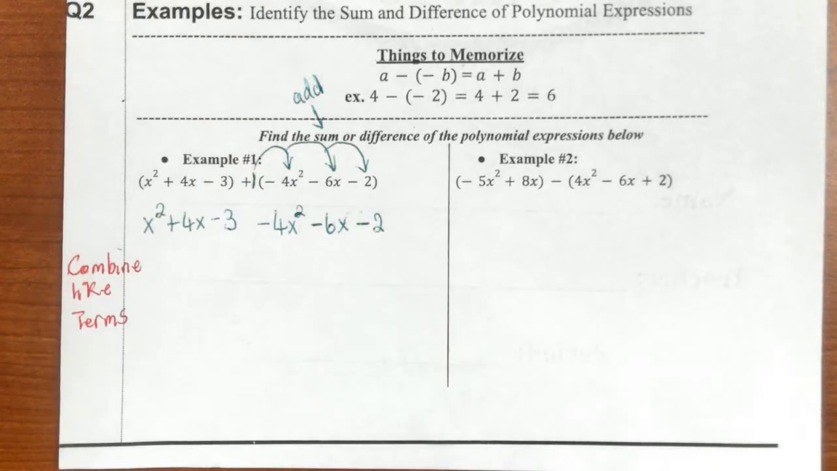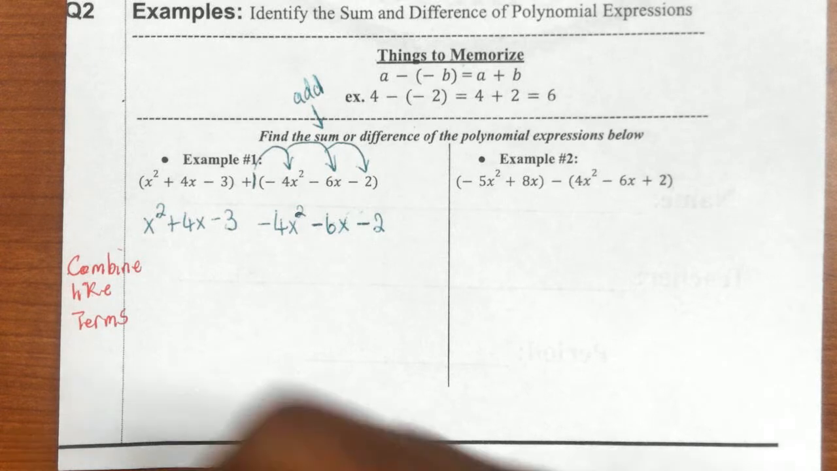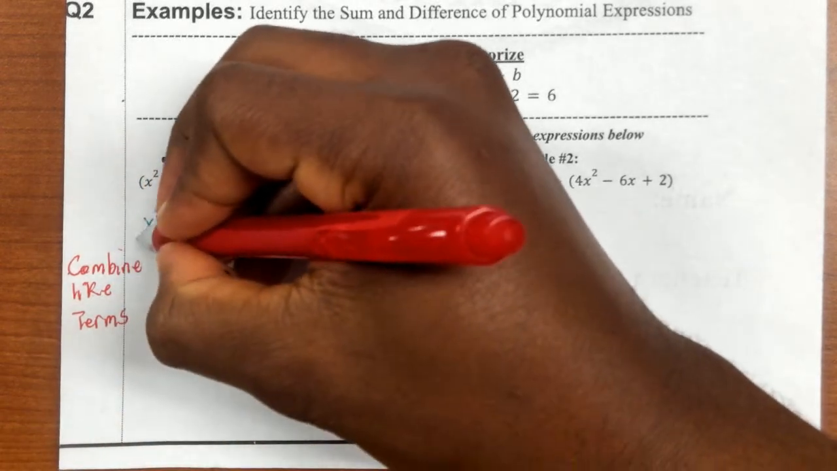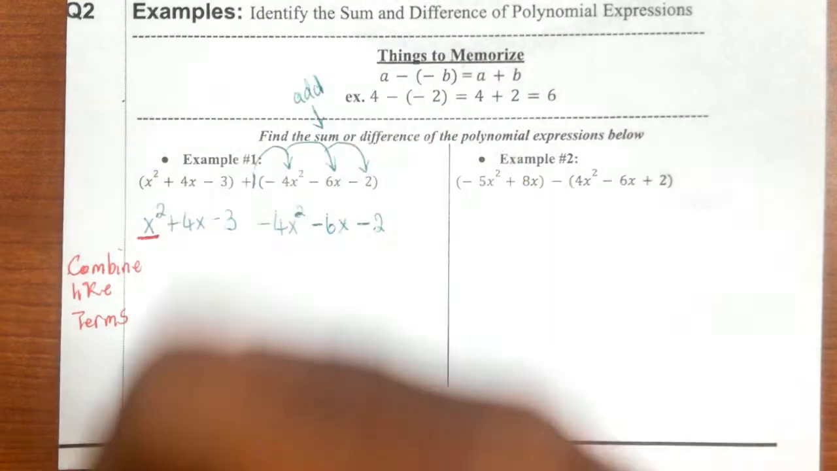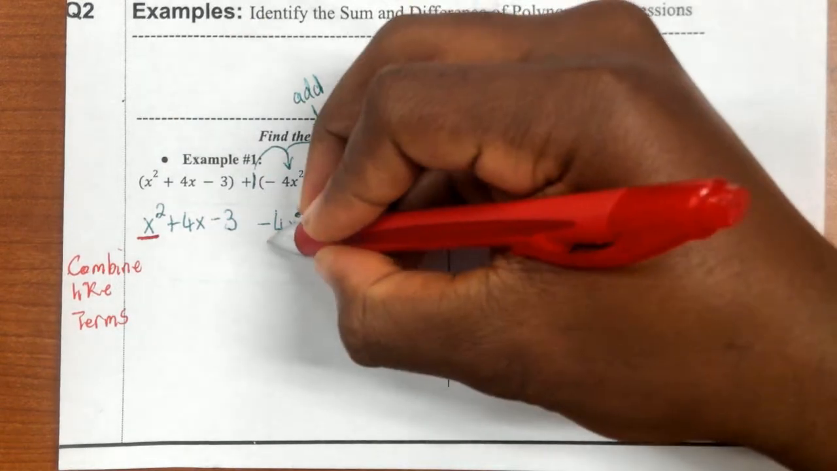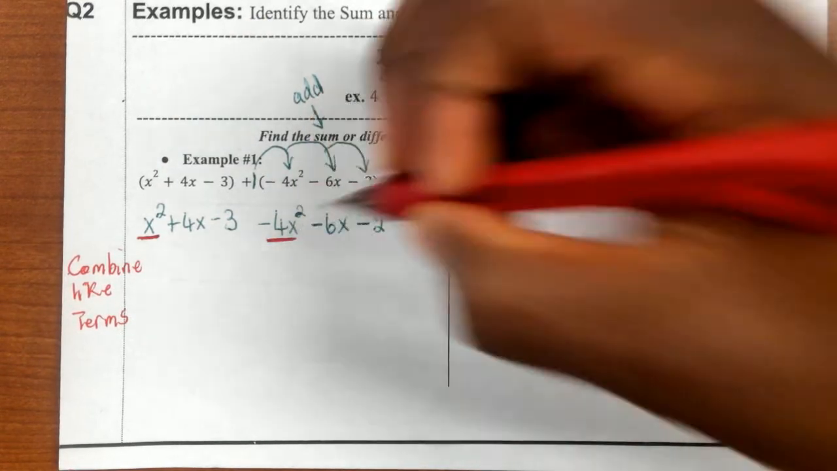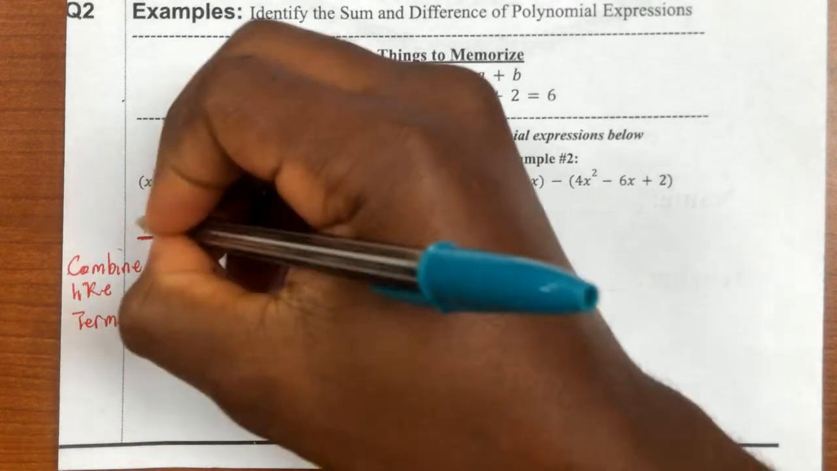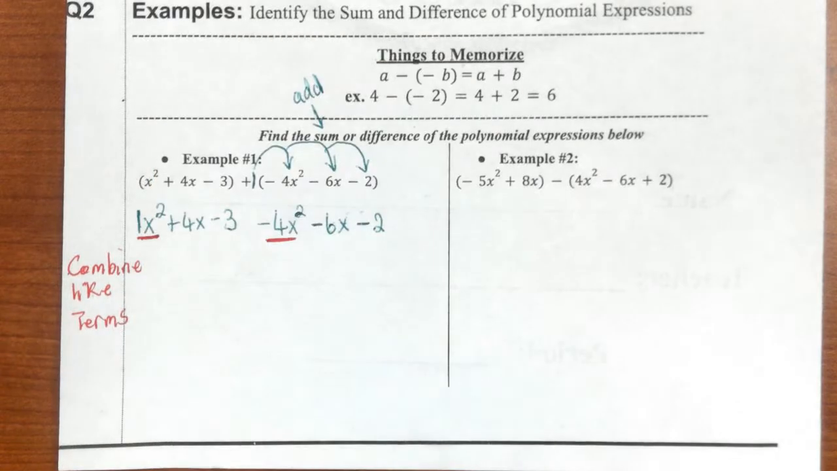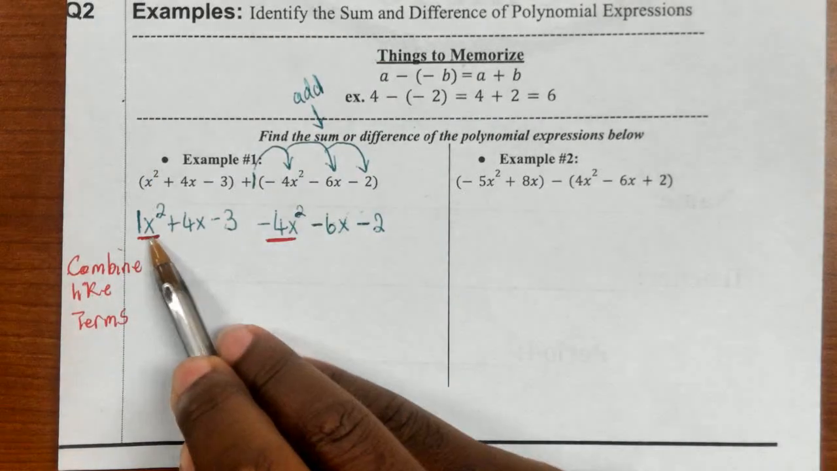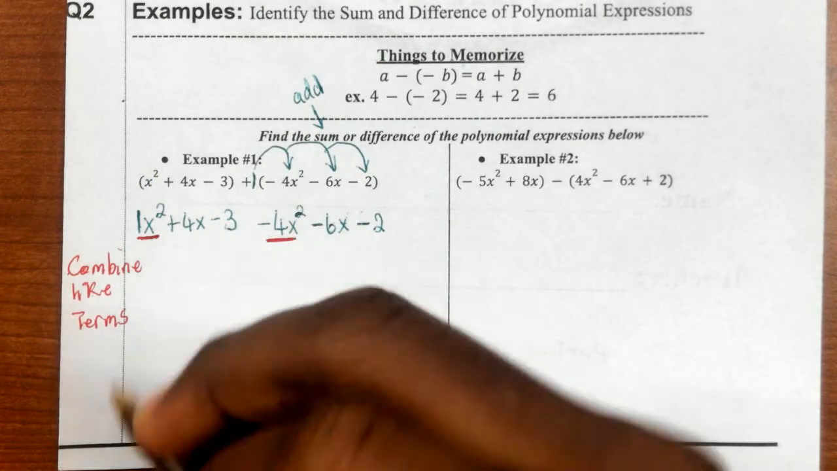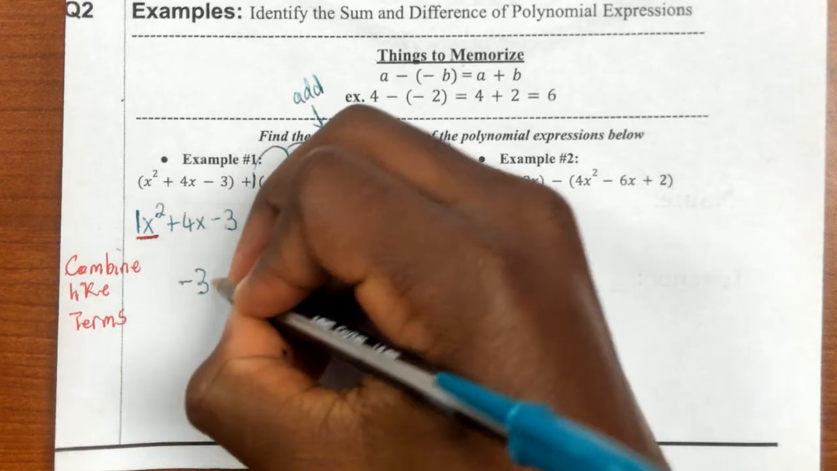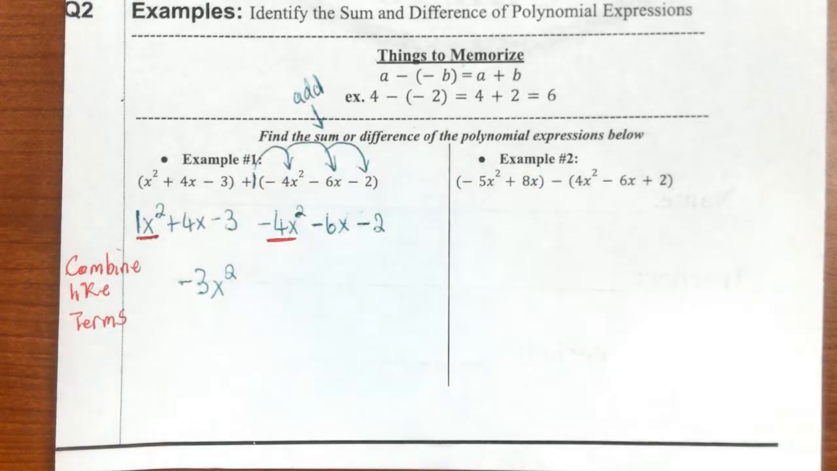So when I'm looking for like terms, I'm looking for things that look similar, okay? First things first, I'm going to look for any other x squareds. I see a negative 4x squared, okay? In front of this x squared right here, we can assume is a 1. So 1x squared minus 4x squared will give me negative 3x squared.